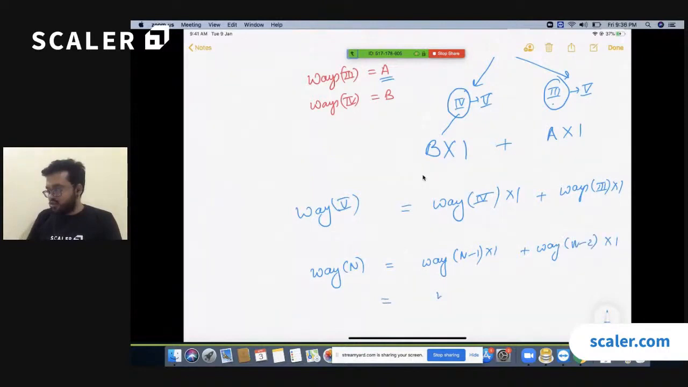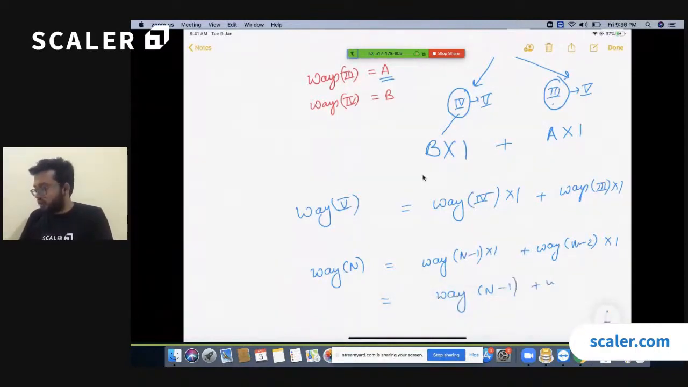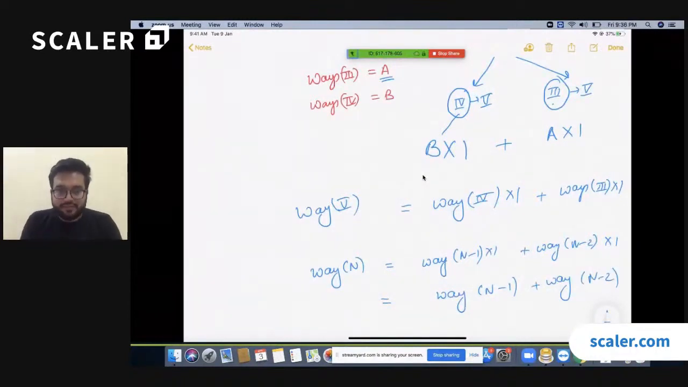So this also happens to be a problem which, very interestingly, mimics the problem that we had for Fibonacci numbers. Does that make sense to everybody?